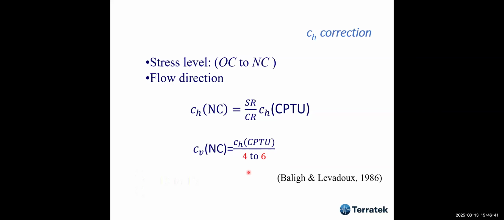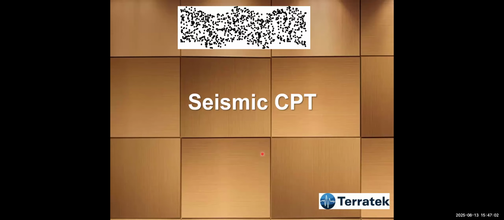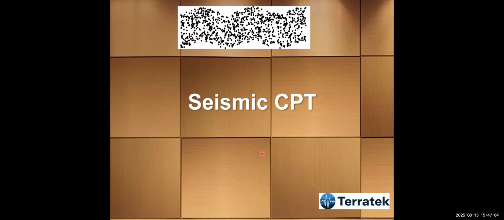My experience is that by comparing laboratory CV or field CV, in many cases, a few trial embankments that I've designed and built, the correction should be something like 4 to 6. The scatter is very high. The other thing I'd like to address very briefly is the seismic cone.